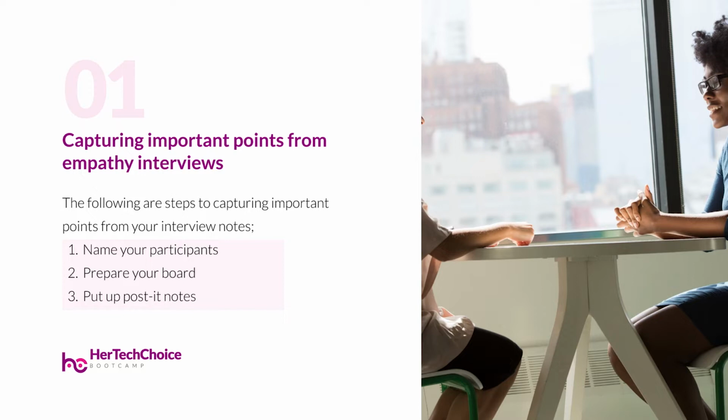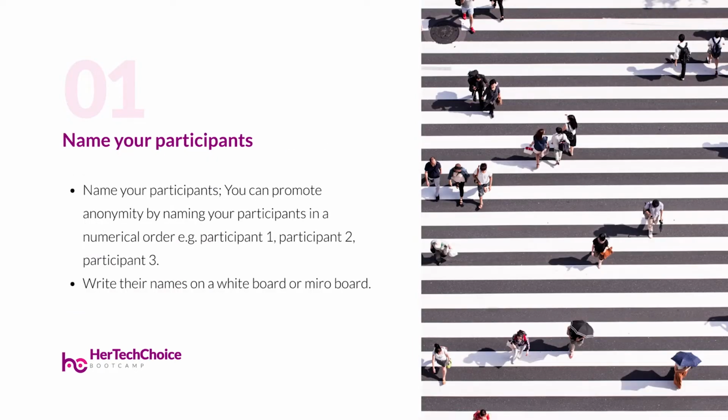When capturing important points from the empathy interviews, you go through various steps, and these steps include: first off, you name your participants. The second step is to prepare your board. Then the last one is to put up post-it notes. Naming your participants, you can promote anonymity by naming your participants in numerical order. For example, participant 1, participant 2, and participant 3.